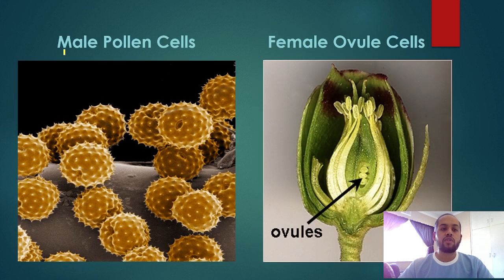Just an example of what your male pollen cells look like, and another example of what your female ovule cells look like, because the ovules are going to be formed inside the ovary of the female. So these are your pollen grains on the left, and these are your ovules found inside the ovary of the female reproductive structure found inside your plant.